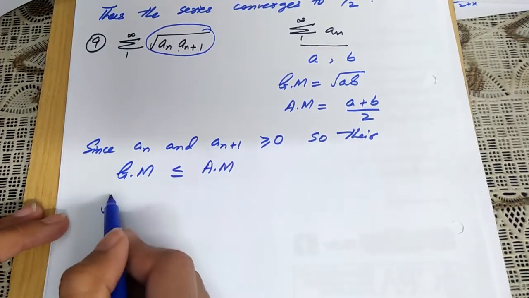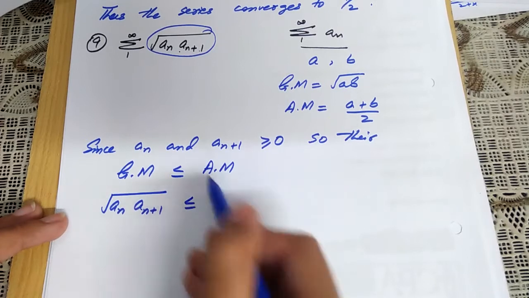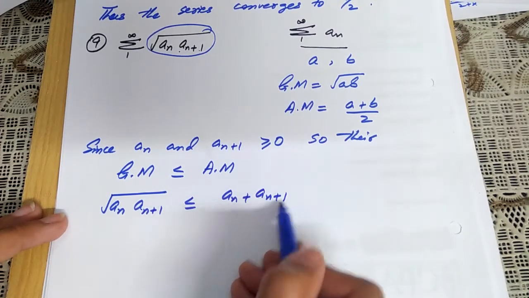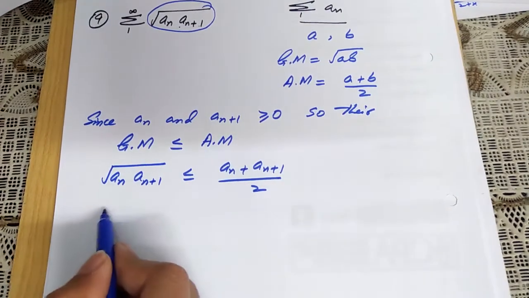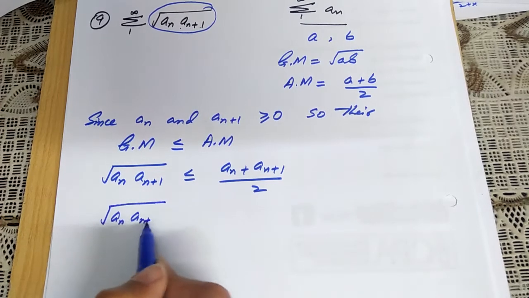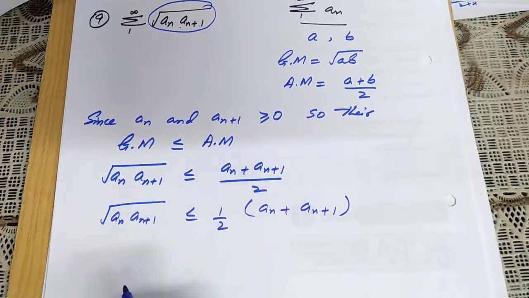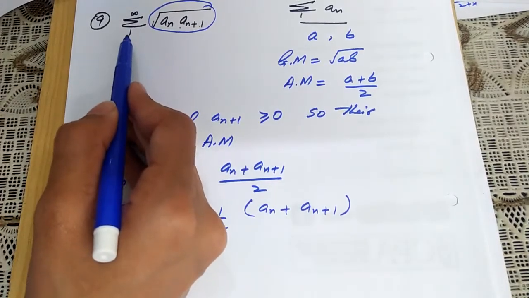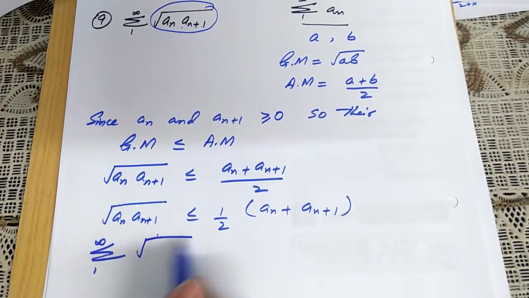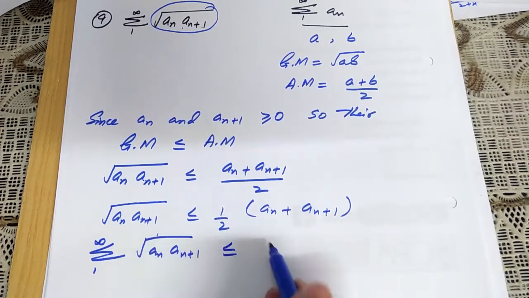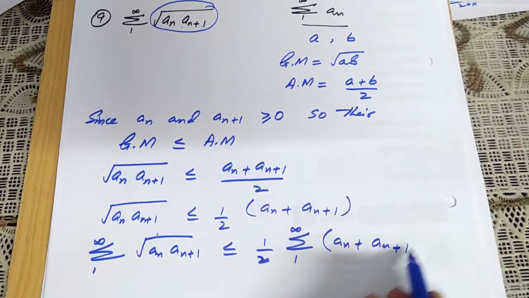So what is the geometric mean? It is under root of the multiplication of these two terms, an into an plus 1, and the arithmetic mean is the addition of these two terms divided by 2. So it can be written as under root an an plus 1 is less than or equal to 1 by 2 times an plus an plus 1. Since we have the series, we apply summation 1 to infinity under root an an plus 1 is less than or equal to 1 by 2 summation 1 to infinity an plus an plus 1.